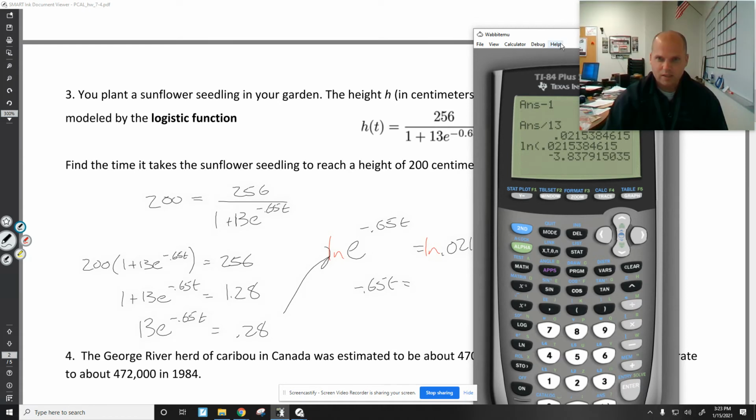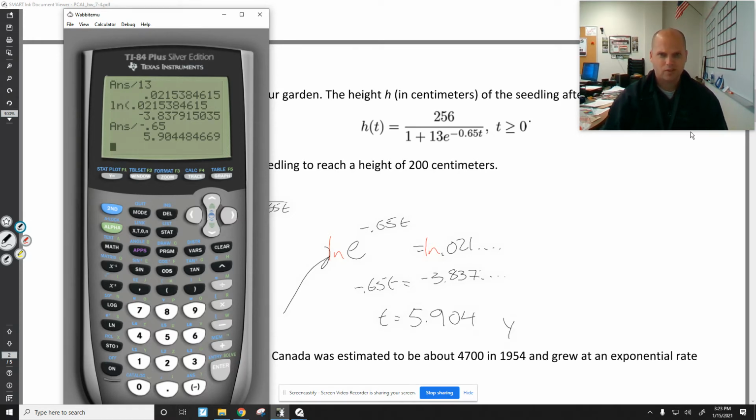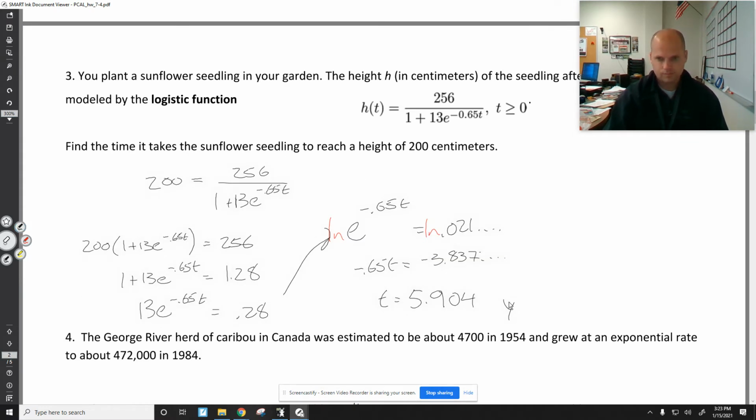Negative 3.837. Numerical dyslexia is a real thing. Putting a dot, dot, dot to know that there's more there. Divide by negative 0.65. And we get 5.904 years. Years? Not years. Weeks.